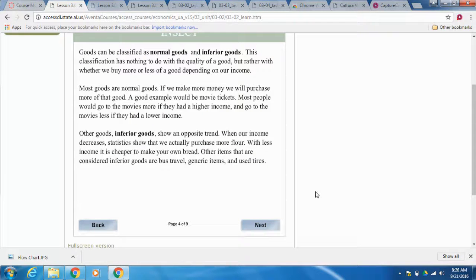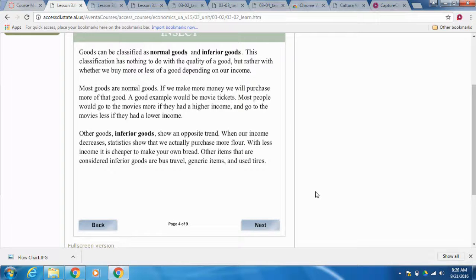Now, there are two types of goods: normal goods and inferior goods. Most goods are normal goods. When you have more money, you're going to buy those goods. For example, if you all of a sudden get an increase in income, you might go to the movies, or you may go buy a new top or something like that. Inferior goods are opposite. There's an increase in demand for inferior goods when your income decreases.